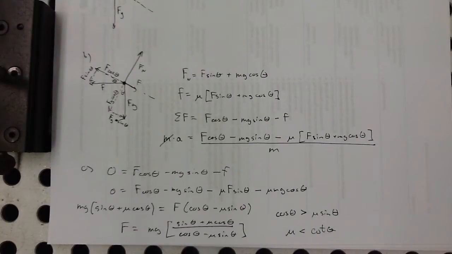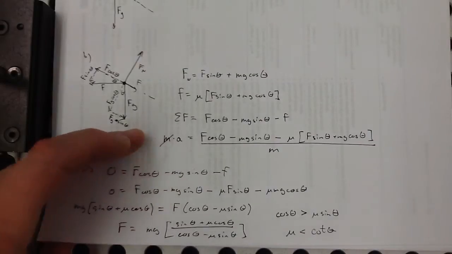Right? If mu is not less than cotangent of theta, then you can't push this thing up at a constant velocity. It's not possible. Right? All right. Number 7.